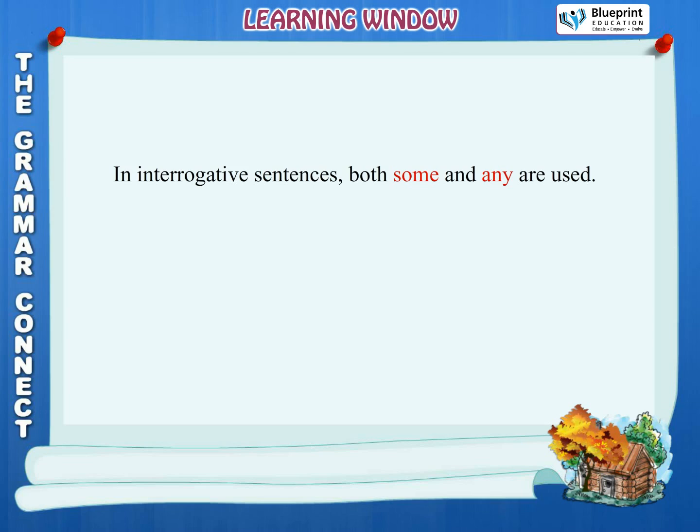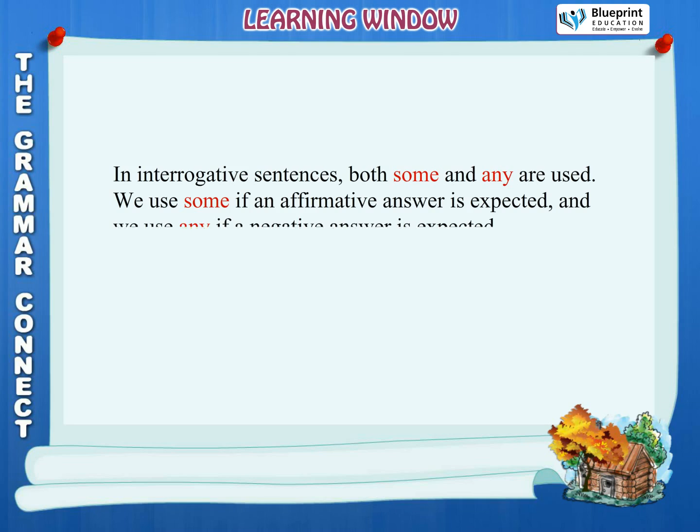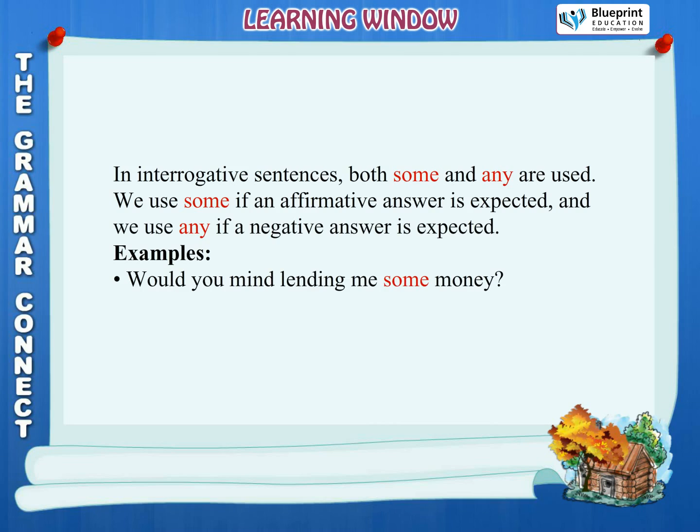In interrogative sentences, both some and any are used. We use some if an affirmative answer is expected, and we use any if a negative answer is expected. Examples: would you mind lending me some money? Is there any milk left in the fridge?